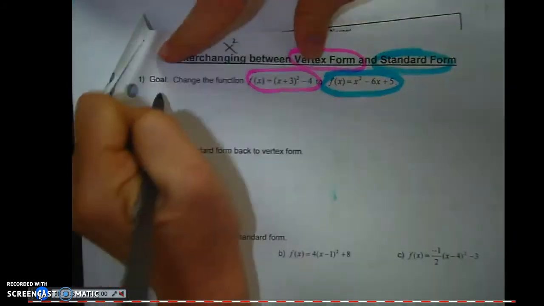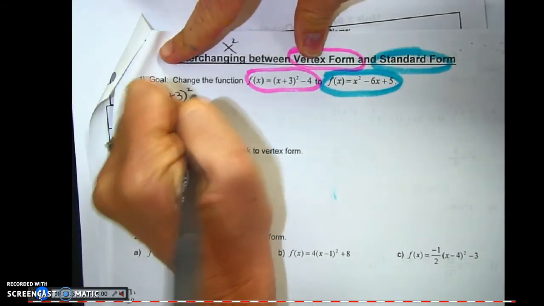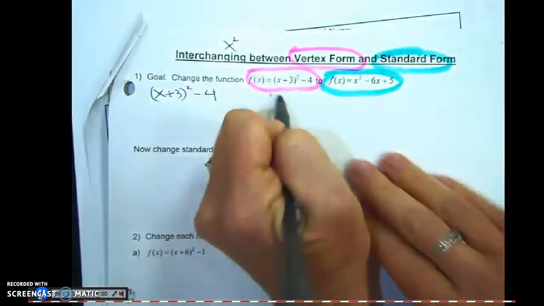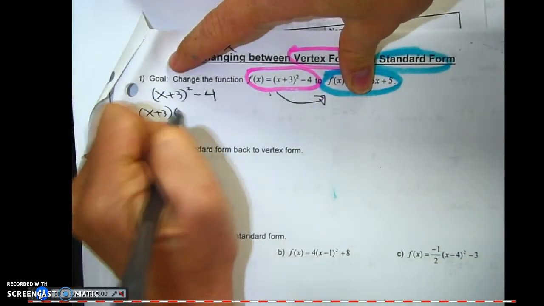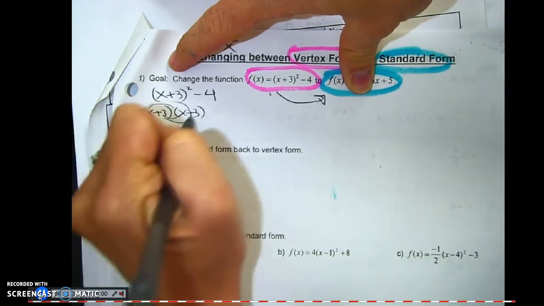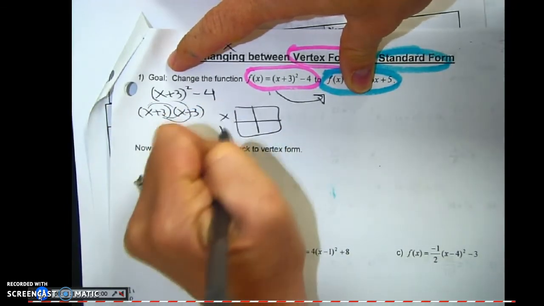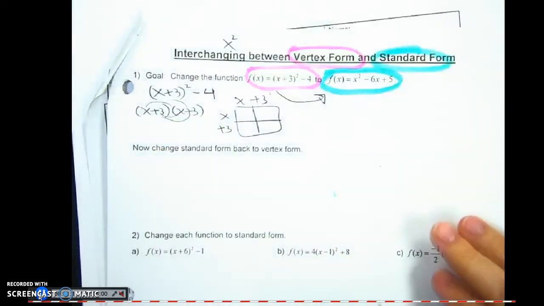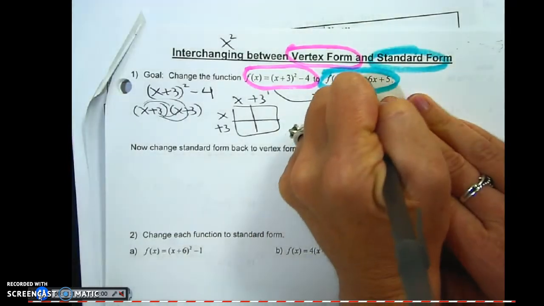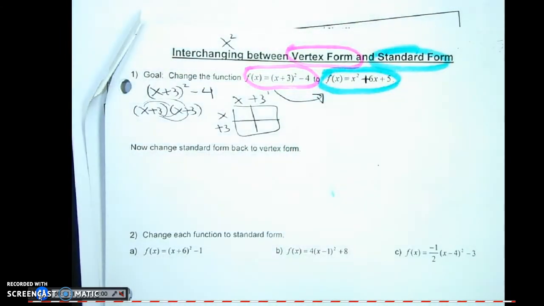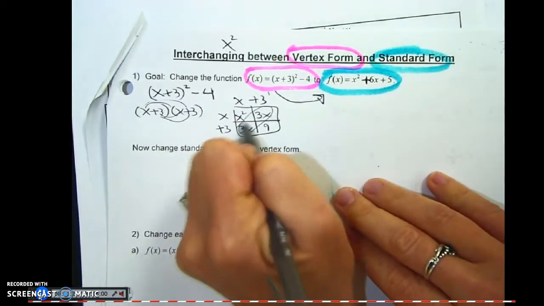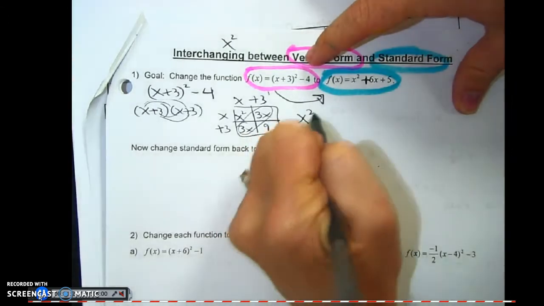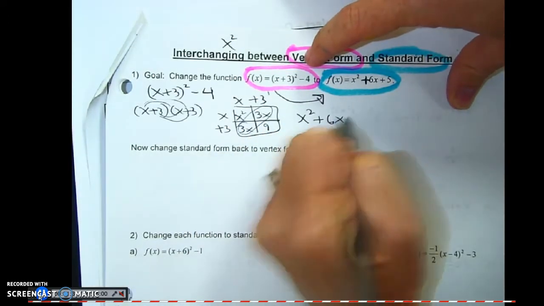So, first thing we're going to do is change this from vertex form to standard form. So this is when you're going to write the x plus 3 two times, and you can either FOIL or box it. I'm going to box it. Oh, and do me a favor, change this -6 to a +6 so it works the way I want it to. Okay, x squared, 3x, 9. Remember the diagonals go together. So this is really x squared plus 6x plus 9. And then there's that -4.